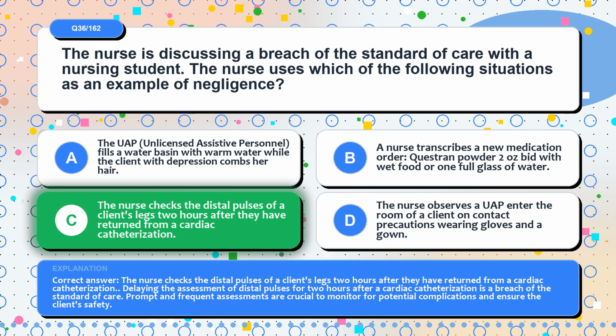The nurse checks the distal pulses of a client's legs 2 hours after they have returned from a cardiac catheterization. Delaying the assessment of distal pulses for 2 hours after a cardiac catheterization is a breach of the standard of care. Prompt and frequent assessments are crucial to monitor for potential complications and ensure the client's safety.